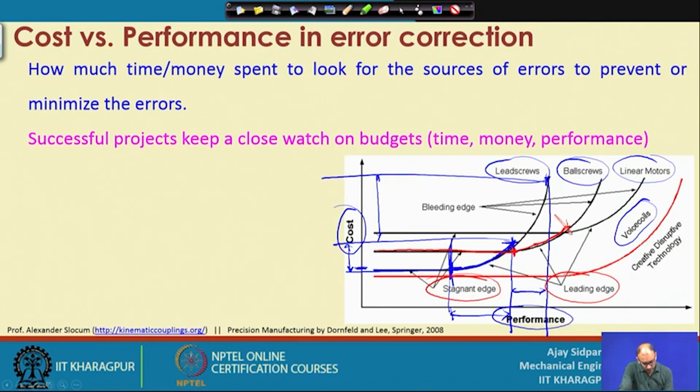So, it is better you always stay in the leading edge, because the leading edge will give you more performance compared to the cost. As soon as you are moving into this bleeding edge, meaning this one where you are spending more money and you are getting less performance. So, this is related to the ball screw.